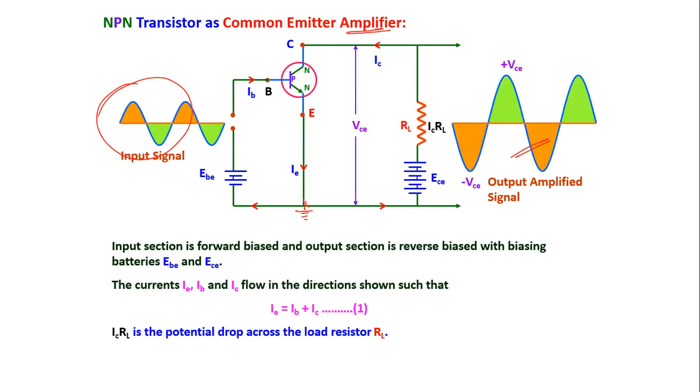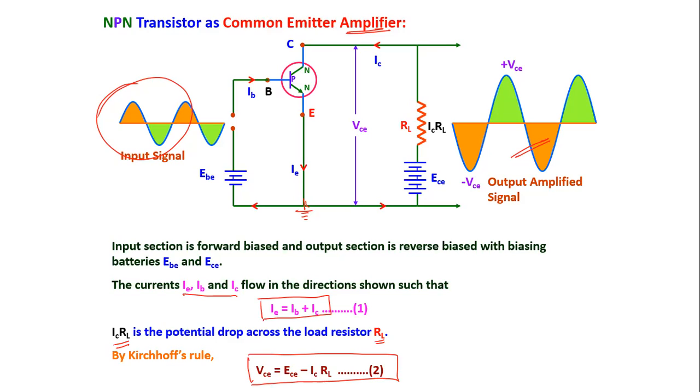Now if I consider IE, IB, IC, they are the currents. Then we can write the formula IE is equal to IB plus IC. So here IC into RL is the potential drop across the load resistance RL. So by using Kirchhoff's law, we can write the relation here: VCE is equal to ECE minus ICRL.